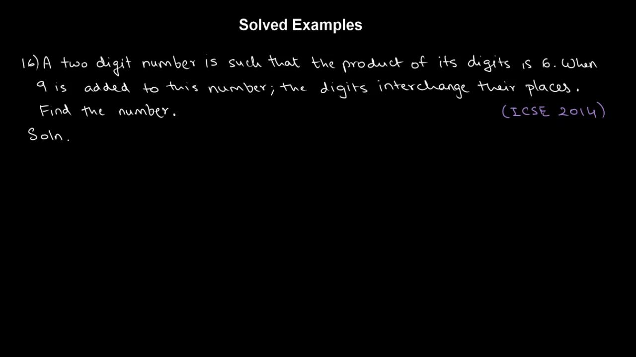A two-digit number is such that the product of its digits is 6. When 9 is added to this number, the digits interchange their places. Find the number. All right. Now we've got a two-digit number, so obviously it's got two digits.